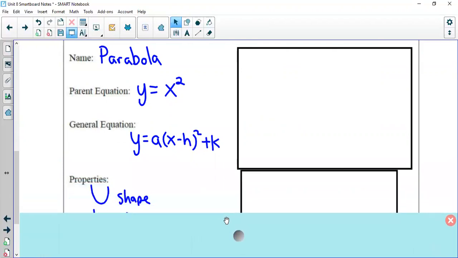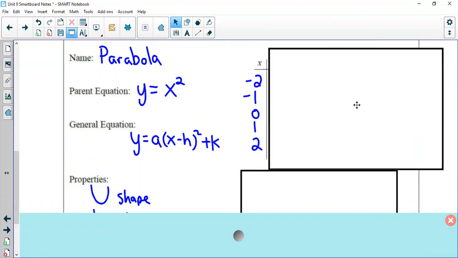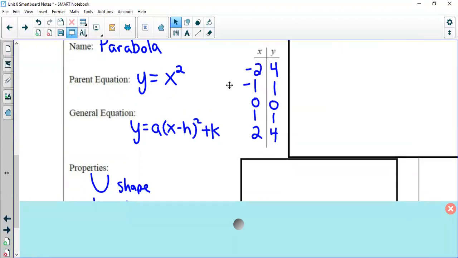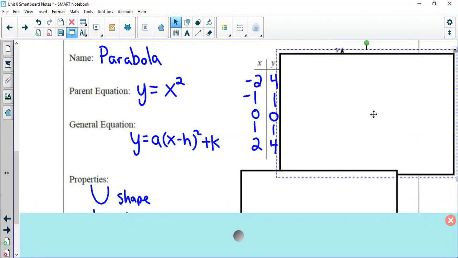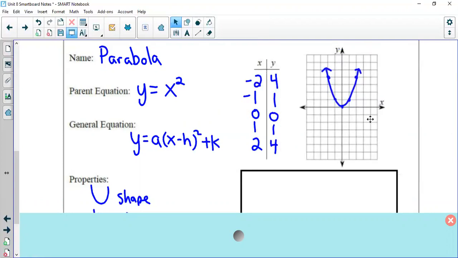Alrighty, the property is that it's a U shape, because if we look at our table, again, these are my x values. I'm always going to use x values of -2 to 2, except for a couple circumstances, which I'll go over, but otherwise, -2 to 2 in my x's, and when I plug these x values in, I get 4, 1, 0, 1, and 4, because -2 squared is 4, -1 squared is 1, 0 squared is 0, 1 squared is 1, and 2 squared is 4. And when I go ahead and graph that, I do get a U shape.